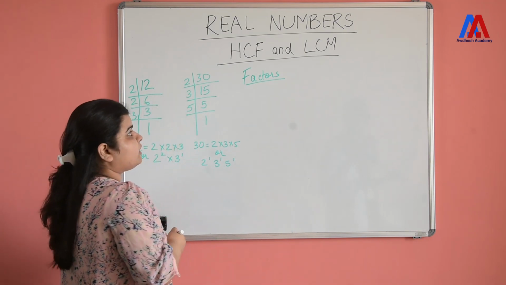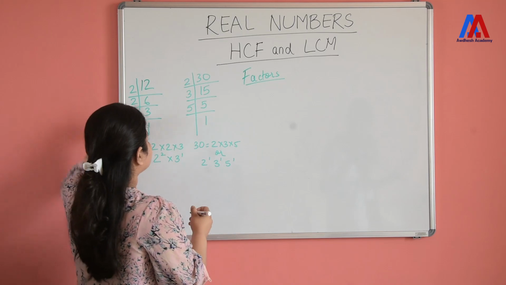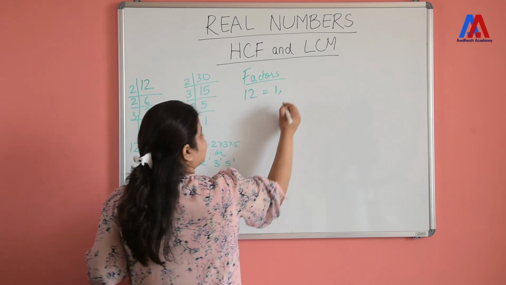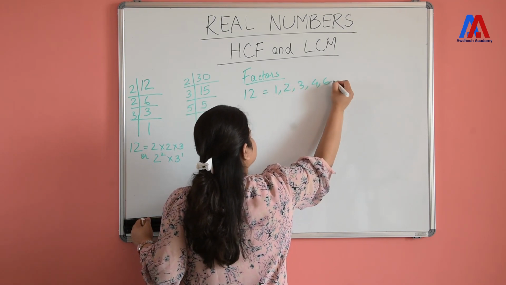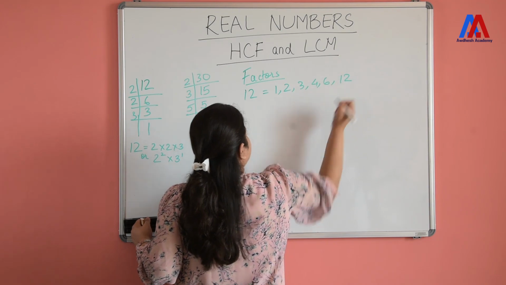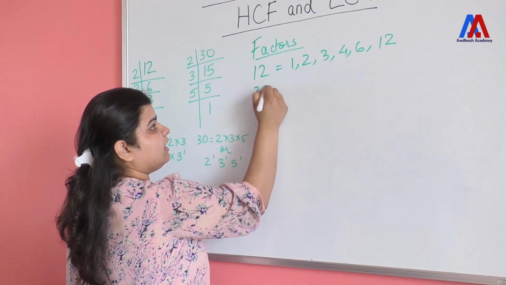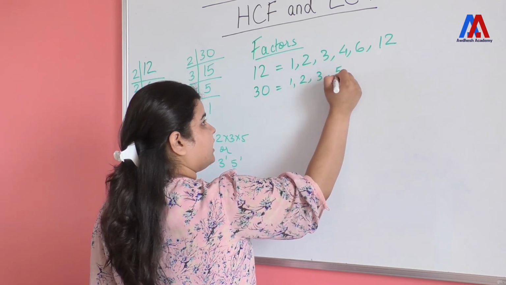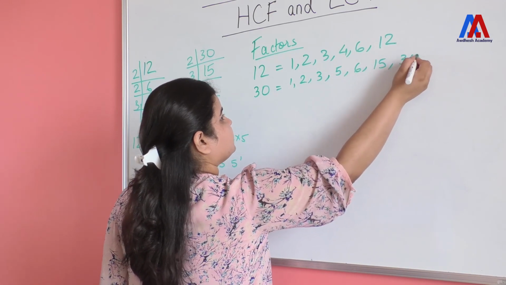The next concept is factors. Factors of a number are all those numbers which divide the number. Let's take 12 again. The factors of 12 are of course 1, then 2, 3, 4, 6 and 12. The factors of 30 are 1, 2, 3, 5, 6, 15 and 30.